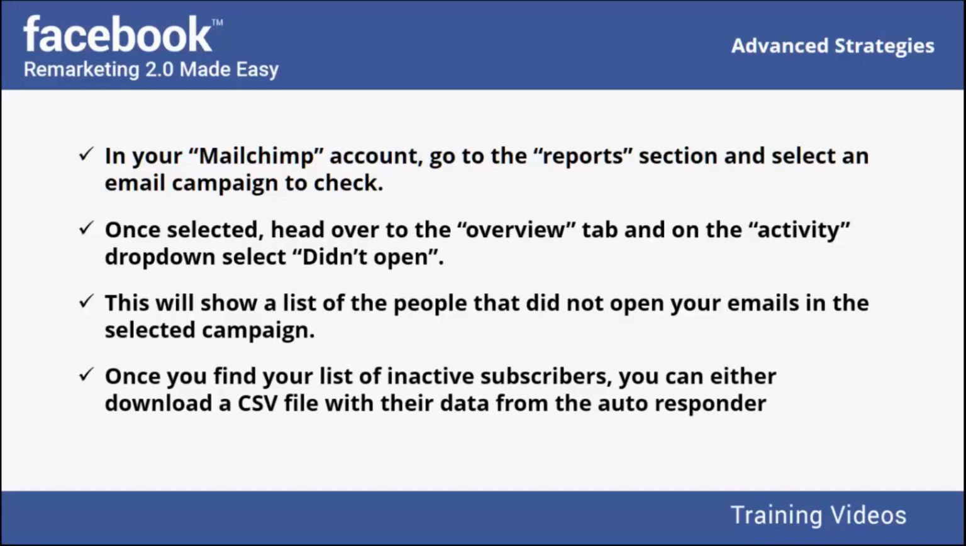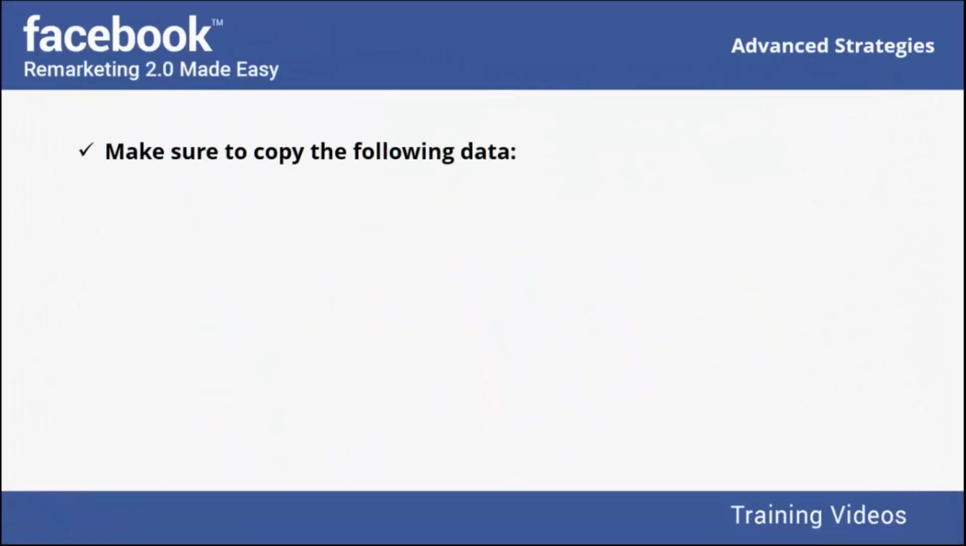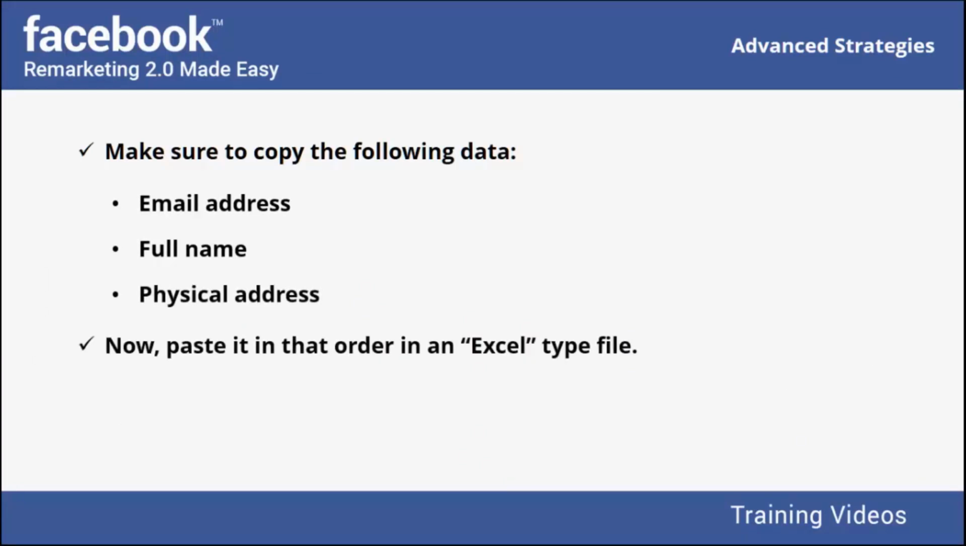Once you find your list of inactive subscribers, you can either download a CSV file with their data from the autoresponder or copy said data from the list and paste it into a personalized file. Make sure to copy the following data: email address, full name, physical address. Now, paste it in that order in an Excel type file. The data for each subscriber must be pasted and separated with commas. Each subscriber must be placed in a different row. Save your file and proceed to the next step.